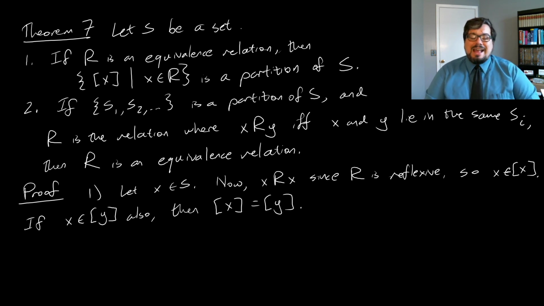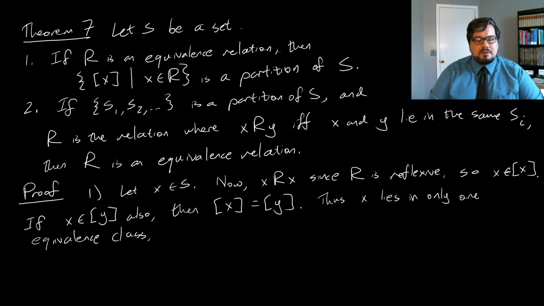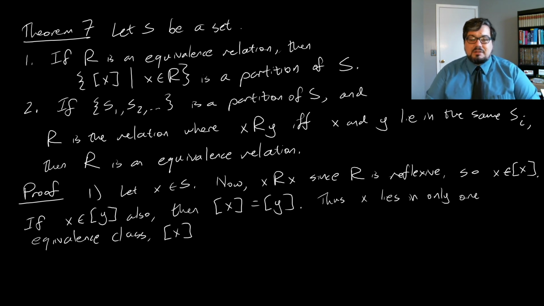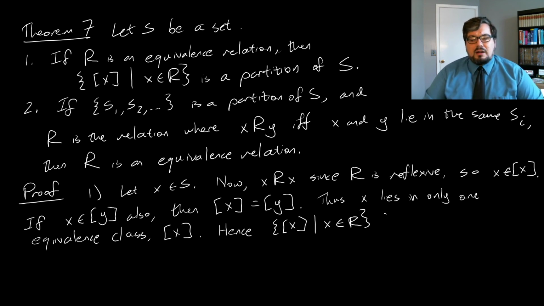So if X belongs to any equivalence class, then that equivalence class has to be the equivalence class of X. So thus, X lies in only one equivalence class, namely the equivalence class of X, which is also the equivalence class of Y for any Y that's related to X. So that means that hence, the set of all equivalence classes of X is a partition of S.